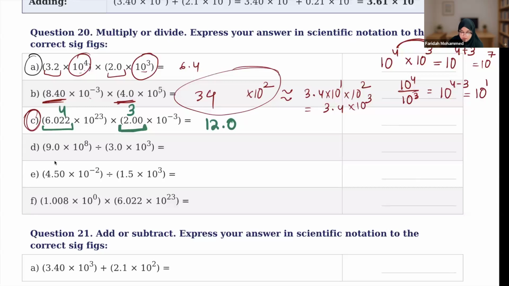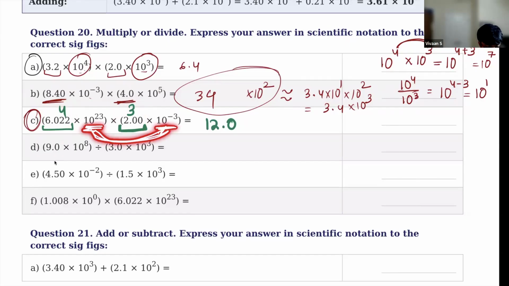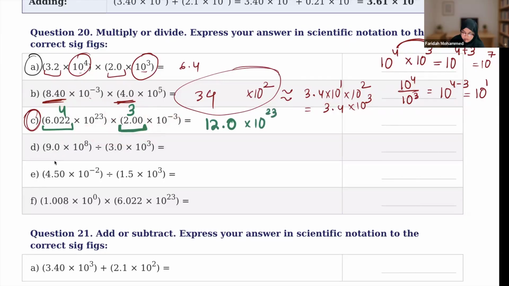Yes. Okay, so we figured out this number. Now, for this one, what do we do? 10 to the 23rd and 10 to the negative 3 multiplied together, what happens? We do 23 minus 3. Yes. Well, basically you add them, right? But because there is a minus there. Yeah. So times 10 to the power of 23 plus negative 3. So that's just going to be minus, and you're going to get 20. Right?